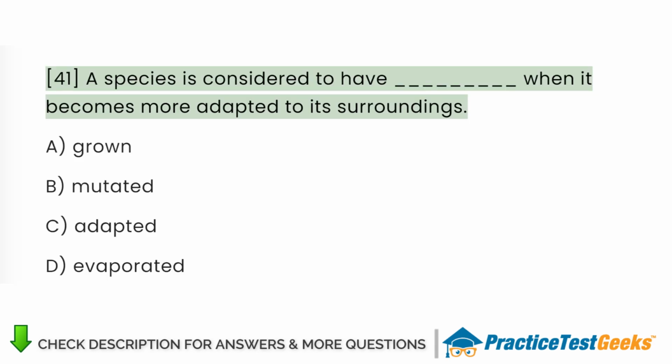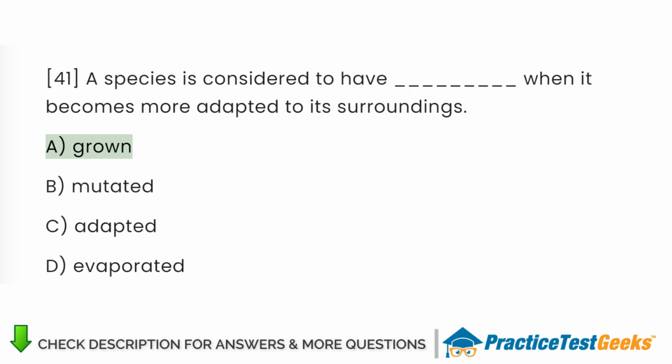A species is considered to have ___ when it becomes more adapted to its surroundings. A. Grown. B. Mutated. C. Adapted. D. Evaporated.